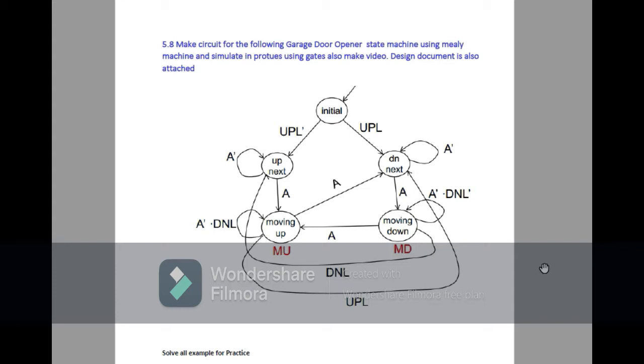So this is the state diagram of our garage door opener, in which we have the upper limit and down limit. Upper limit means the maximum upper distance the gate will open, and the lower limit means the gate will close. And we have three inputs basically, which are activate, upper limit and lower limit, and we have three states A, B and C. Now we have to make the state table.